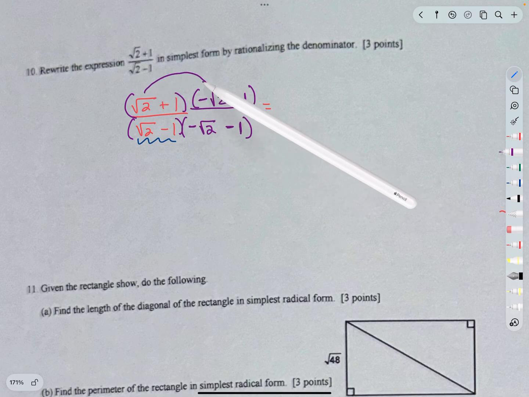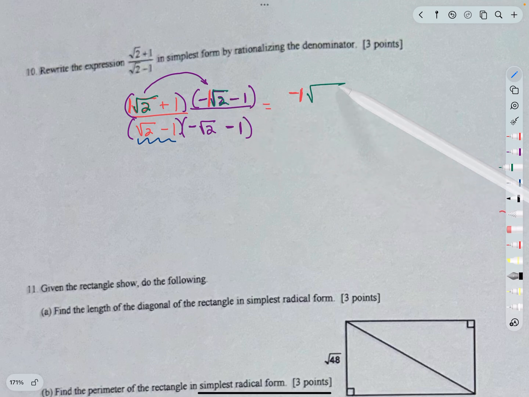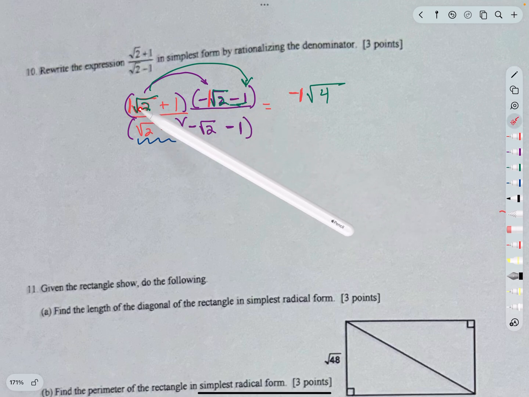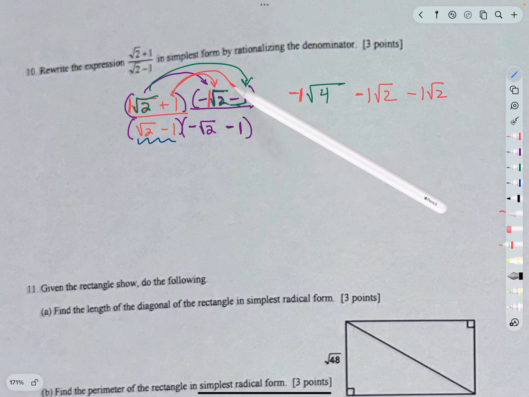So on top, let's do this math first. When you multiply here, you're taking the outside 1 times this outside -1, which is -1. And then you're taking this inside √2 times this inside √2, and that gives you an inside √4. And then I have to take this 1√2 times this -1. So I'm really multiplying the -1 times the 1 and times the √2, and it looks like -1√2. So there's my numerator right now.